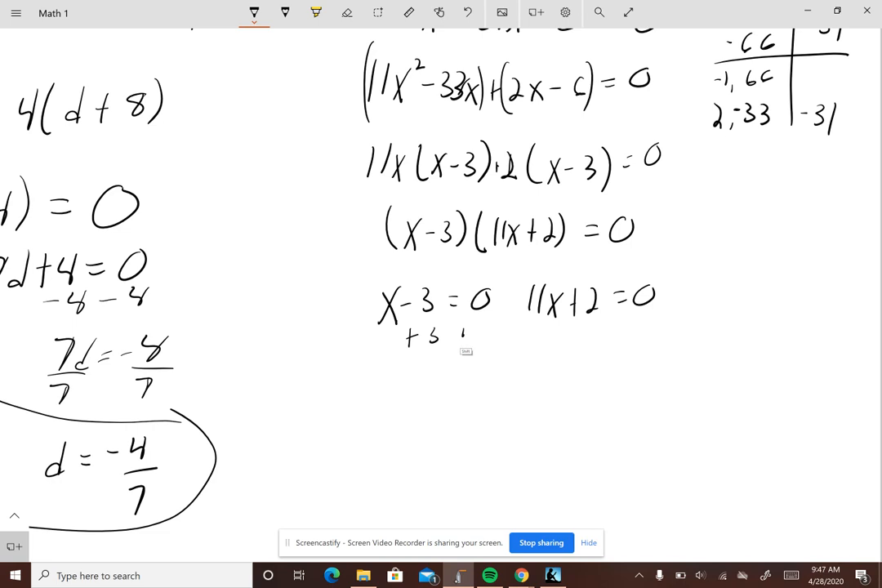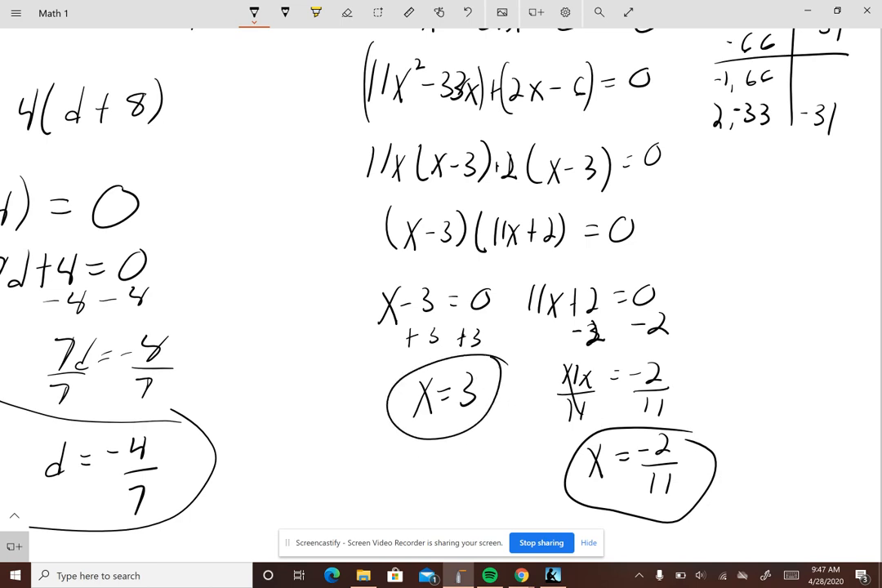Add 3 to both sides, x equals 3. Sorry, not add to. What are we doing? If it's being added, we need to subtract to get rid of it. Minus 2 on both sides, 11x equals negative 2, and then divide by 11. These are just like two-step equations. So there's our two answers, x equals 3 and x equals negative 2 over 11. And you could write those together like we did on the last problem.